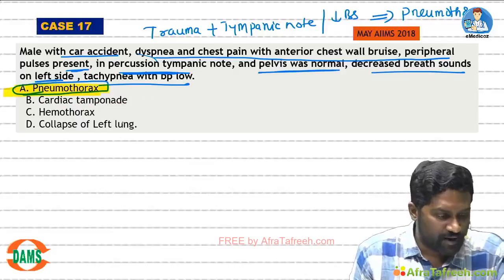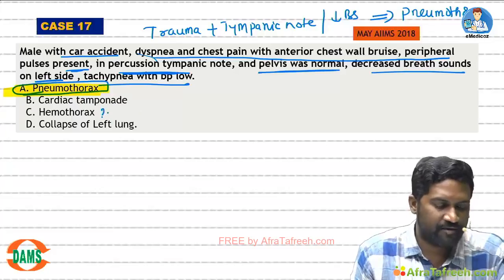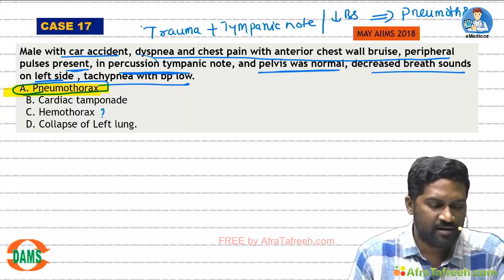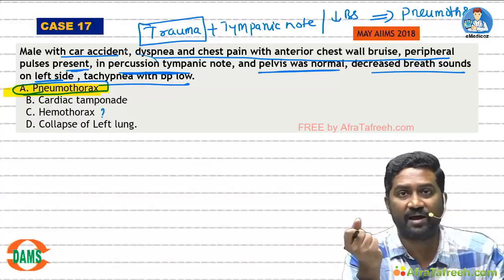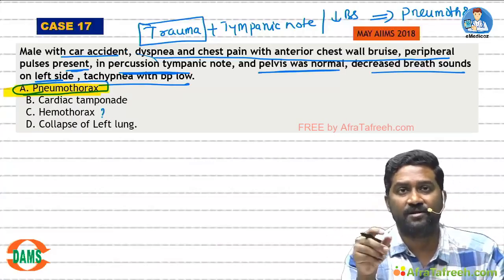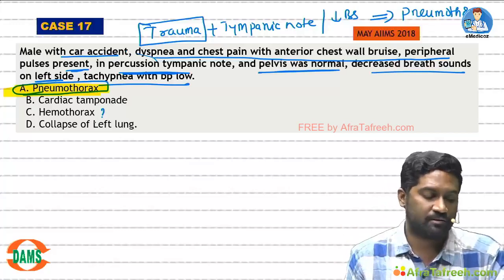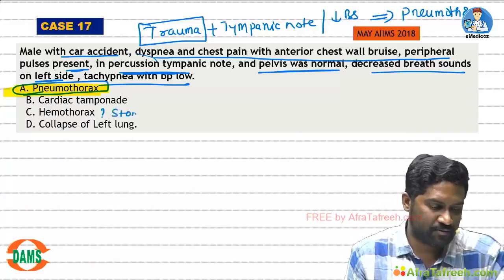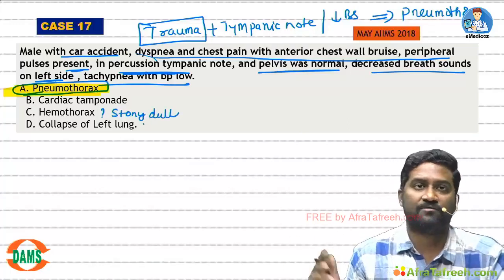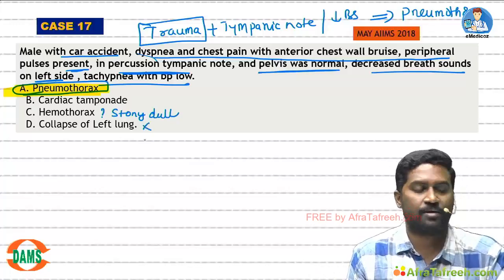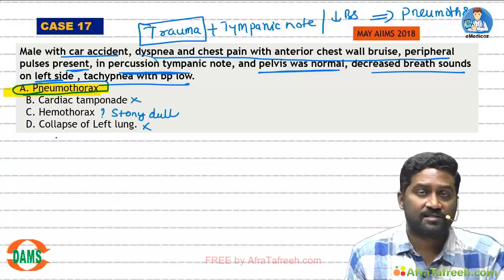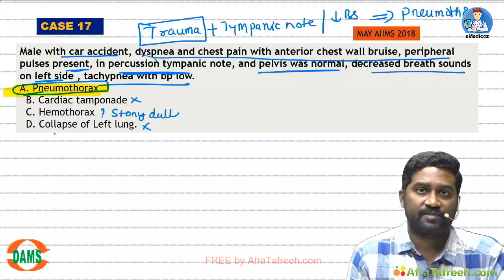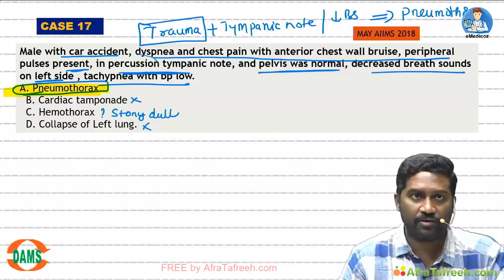Few students might mark it as hemothorax. Why is hemothorax not the answer? In trauma, hemothorax can also happen, but it is blood. Blood is a fluid. It will not give a tympanic note. Blood generally gives a stony dull note. Now, why not collapse? Collapse will also not give a tympanic note. Why not cardiac tamponade? Cardiac tamponade has nothing to do with a tympanic note. So the answer here will be pneumothorax.